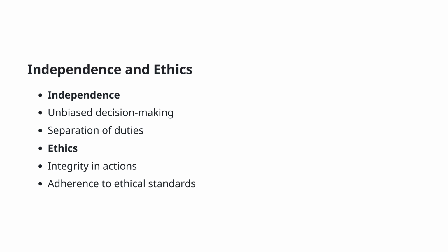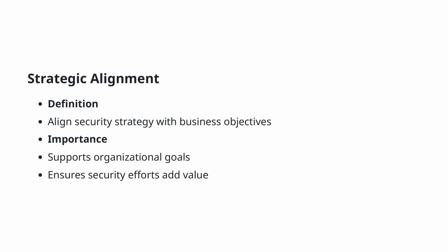Strategic alignment is about ensuring that your security strategy is in sync with your business objectives. By doing this, you support the overall goals of the organization and make sure that your security efforts are not only protective, but also add value. Aligning security with business objectives helps in identifying key areas where security measures can impact and support the business positively, fostering a secure and resilient operational environment. This approach ensures that security initiatives are prioritized based on their importance to the business, enhancing both efficiency and effectiveness.